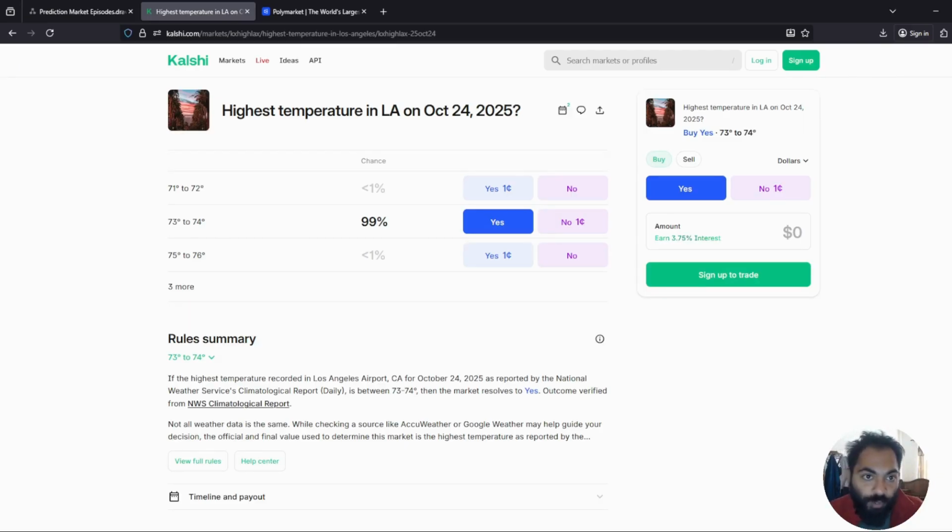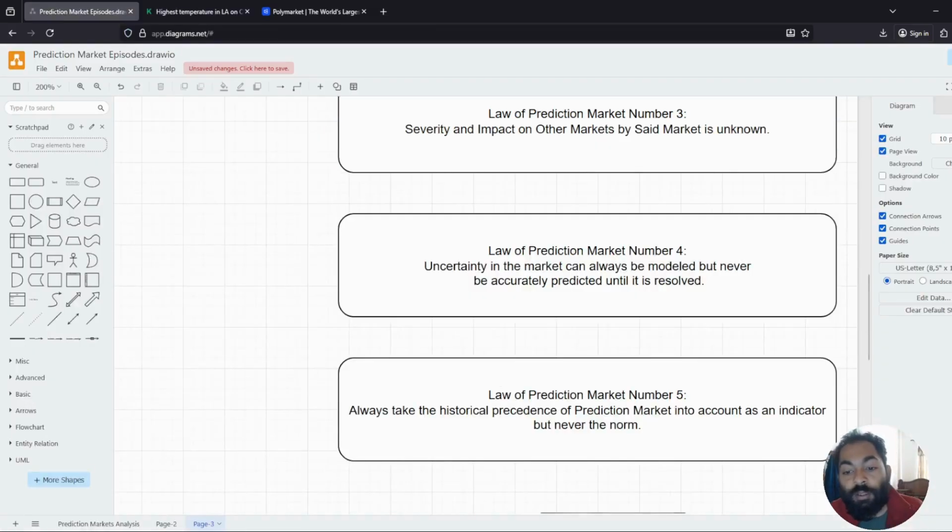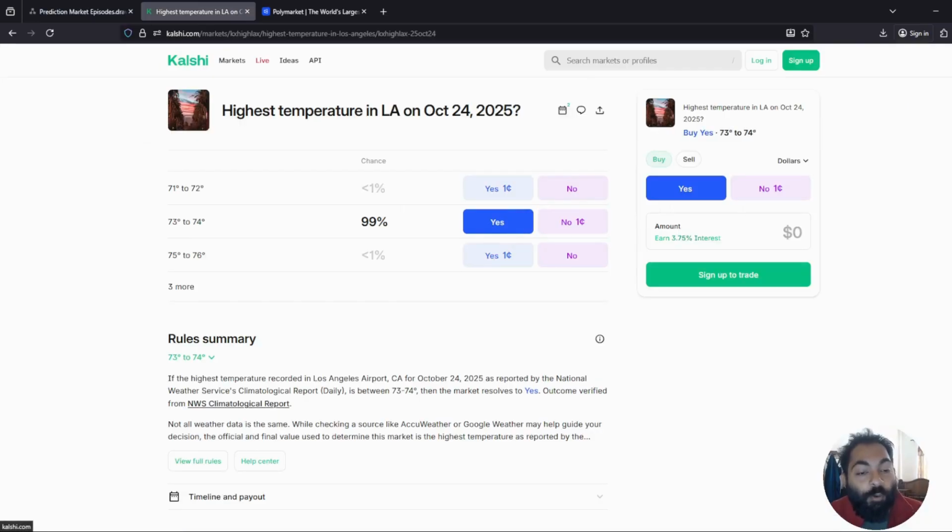So you can take that into account as an indicator, but it's never the norm, because we go back to law number 4, which doesn't break law number 4: uncertainty in the market can always be modeled but never be accurately predicted until it resolves. So historical norms and historical data can always help you out in terms of modeling it, but the resolution and the answer for that is always after the fact that it's been resolved. And once it's resolved, the betting is already closed. That means it kind of balances all the laws.